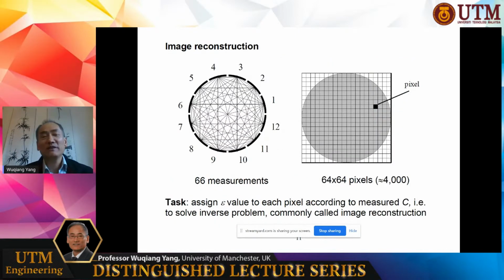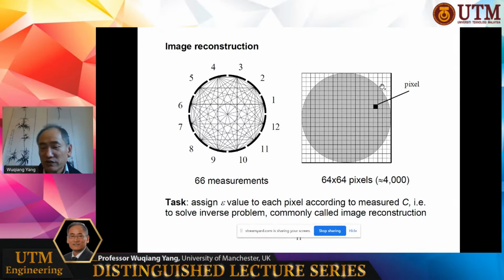Once we have capacitance measurements, how can we get image? That is called image reconstruction. Let's assume we can get capacitance measurement. We can deal with a small capacitance measurement. From a 12 electrode sensor, we can get 66 independent capacitance measurements.